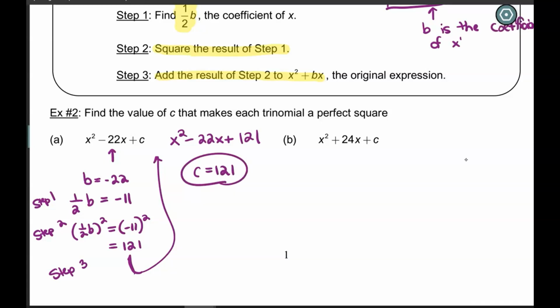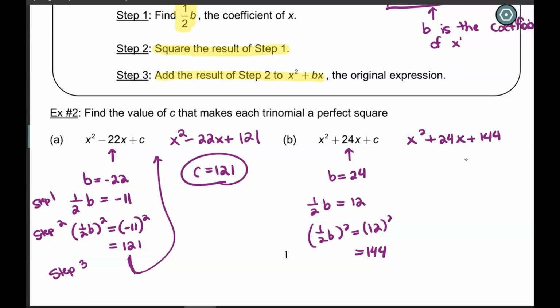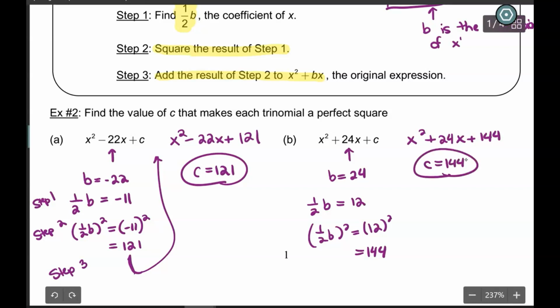Next one, identify what b is. b is 24. What's half of b? 24 divided by 2 is 12. And then we want to square it. So what do we get when we square 12? 144. So that means x squared plus 24x plus 144 is going to be our perfect square trinomial. That means c is 144.